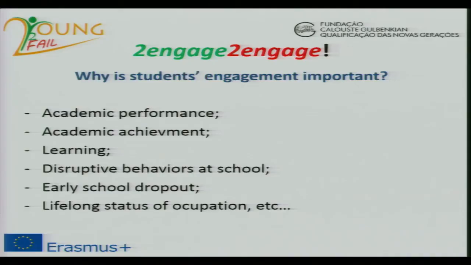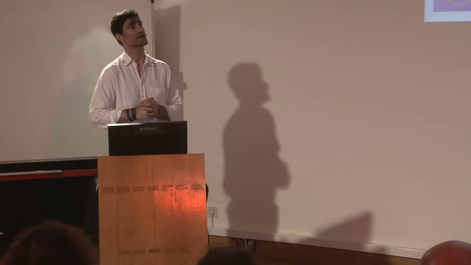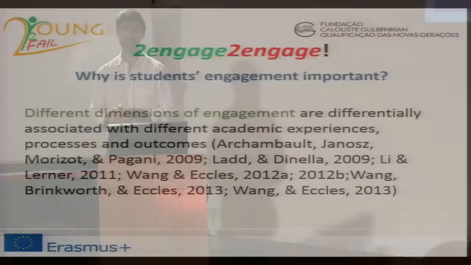But most surprisingly, and this is very recent, this last conclusion, some studies are showing that student engagement is also a good predictor, not only in the present, but of lifelong achievements, such as occupational status, such as the money people are earning and the psychosocial adaptation. So, different dimensions of engagement are differently associated with different academic experiences, processes, and outcomes.